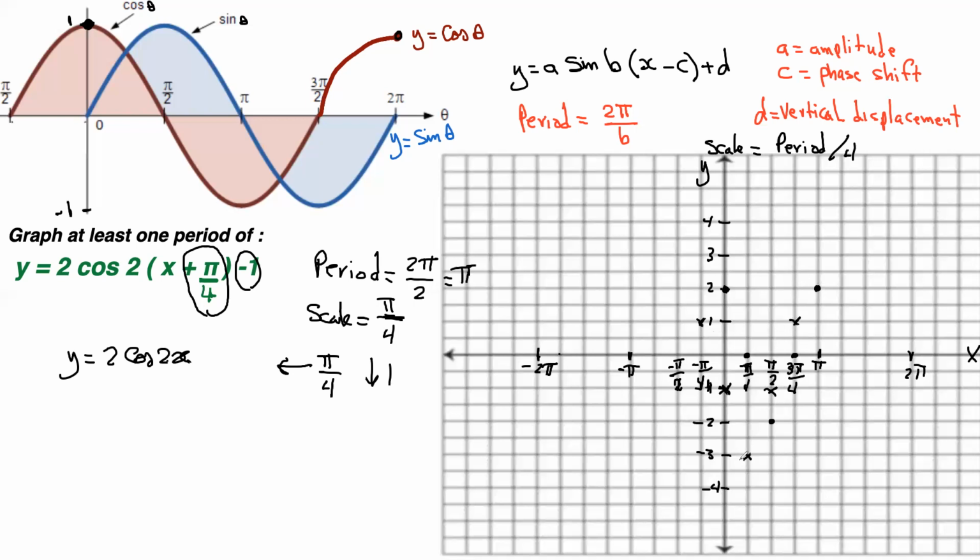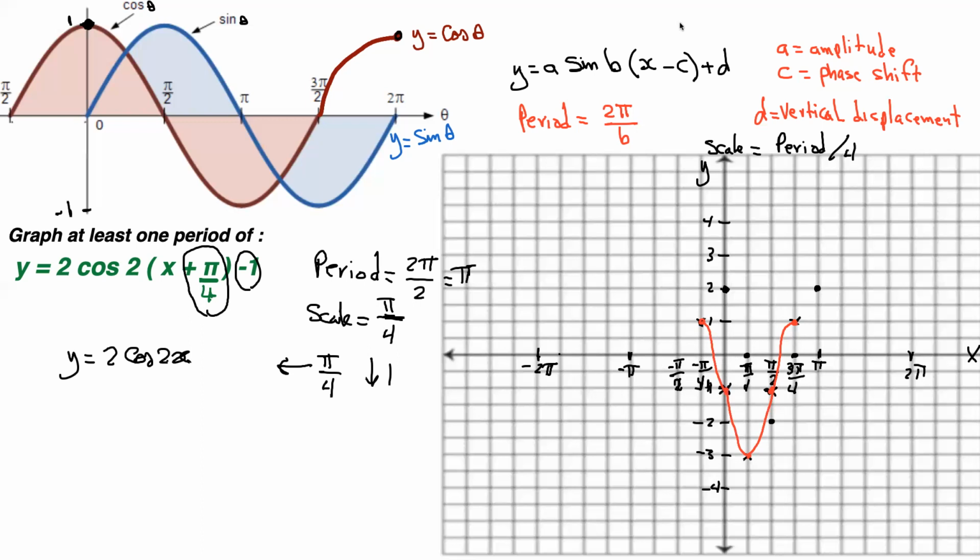Now I have all my points. I'm just going to put them in a different color so you could see them. So right there, right there, right there, there, and there. So now if I want to graph a full period as they ask me, it's just going to be like this. And that's a full period. So that's all they ask me for.